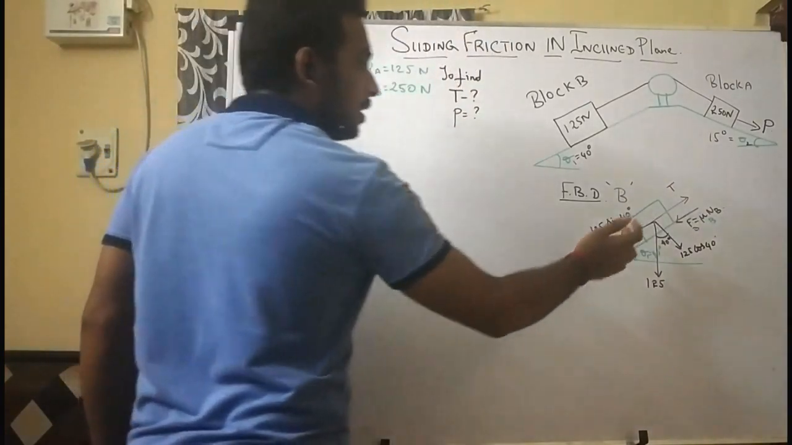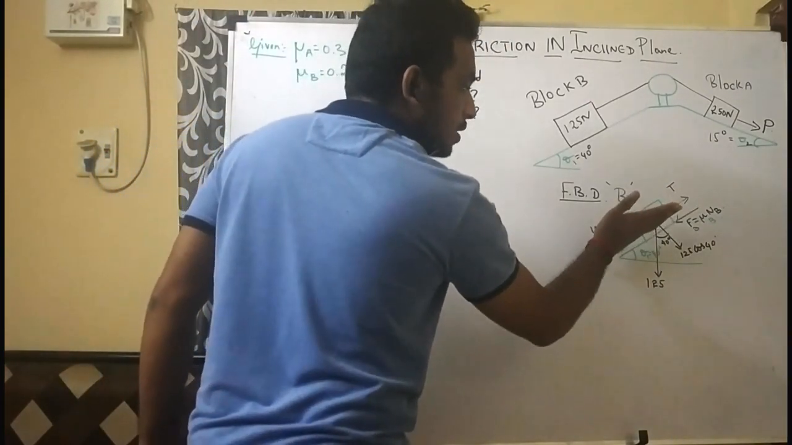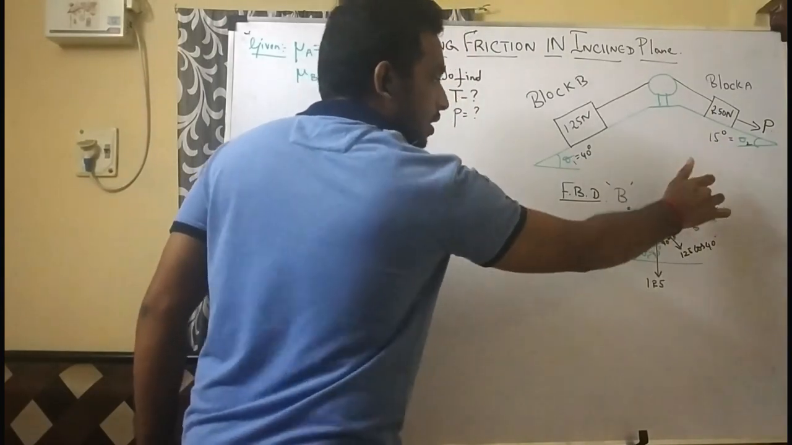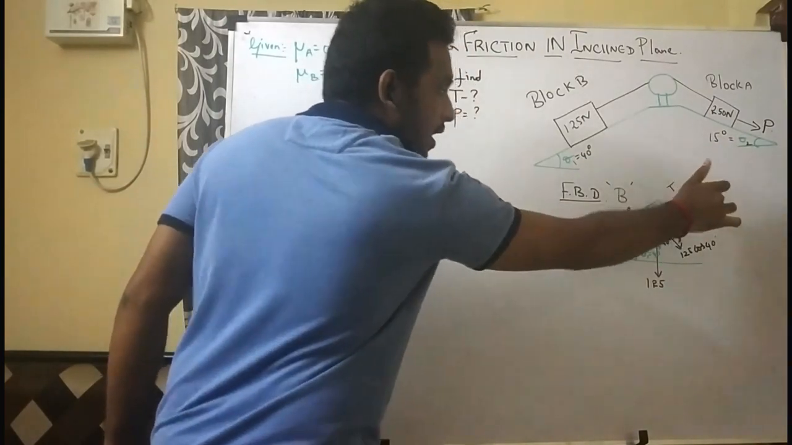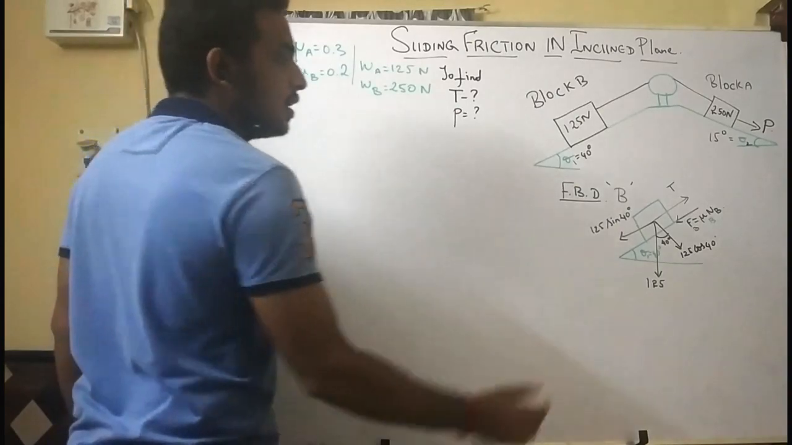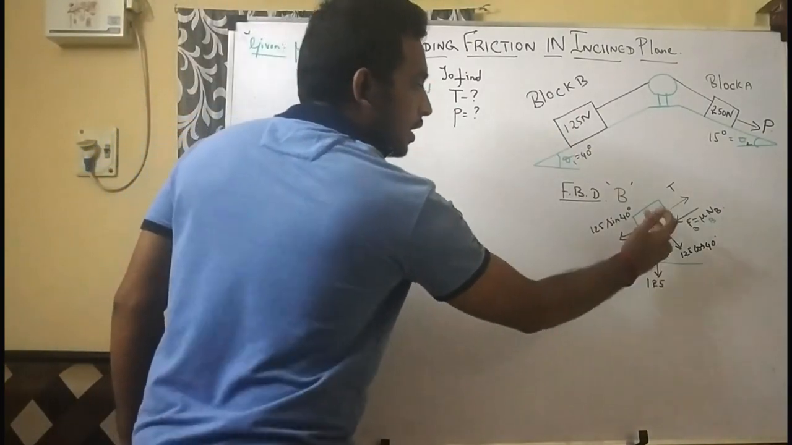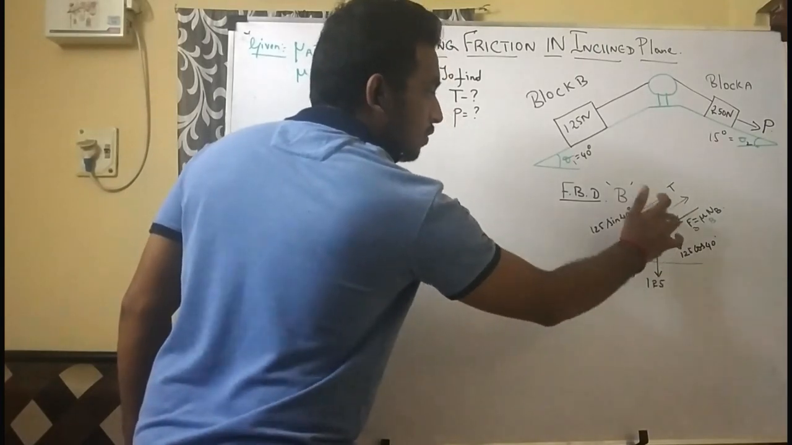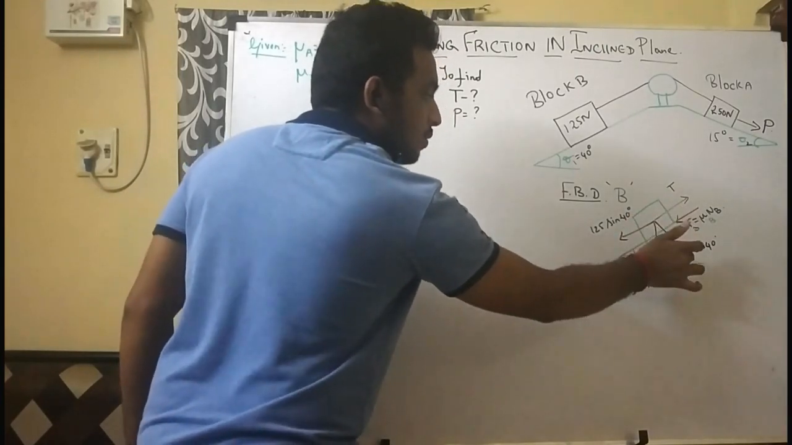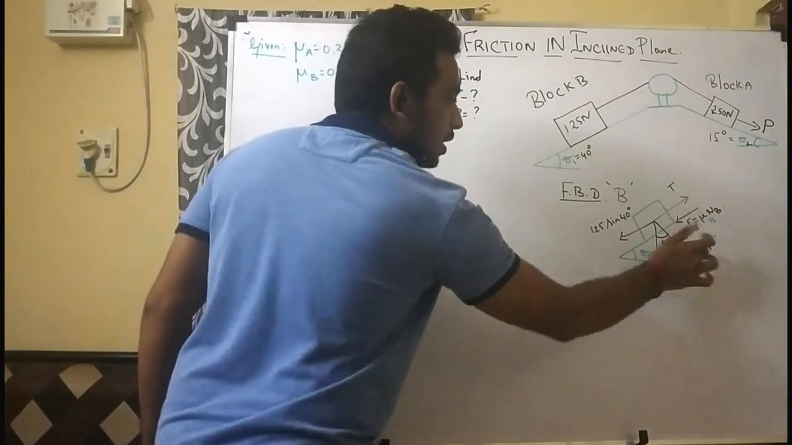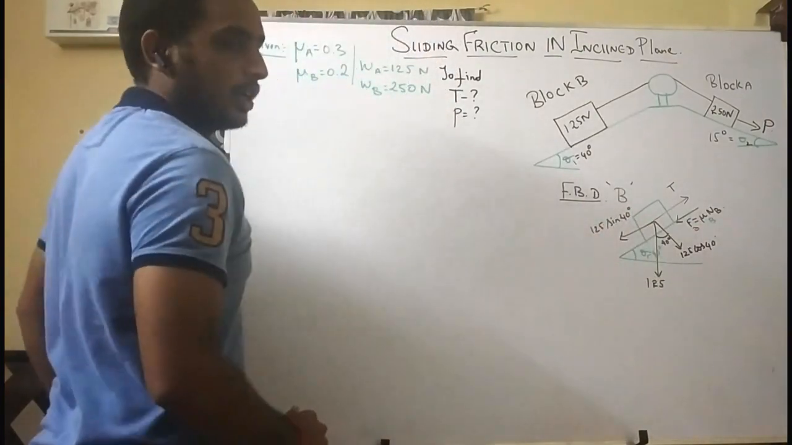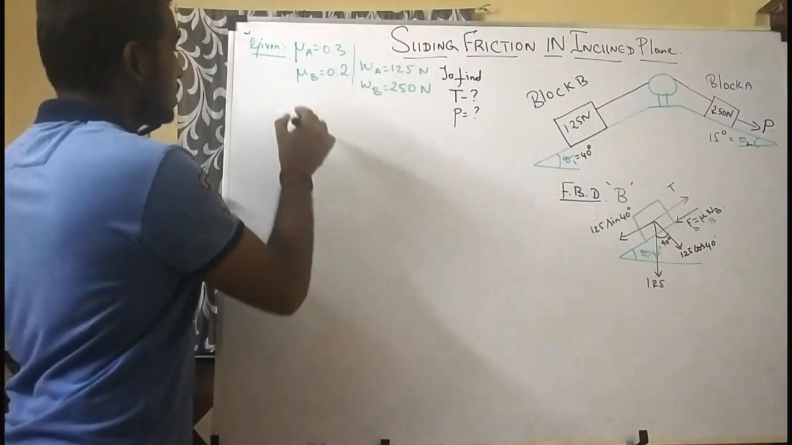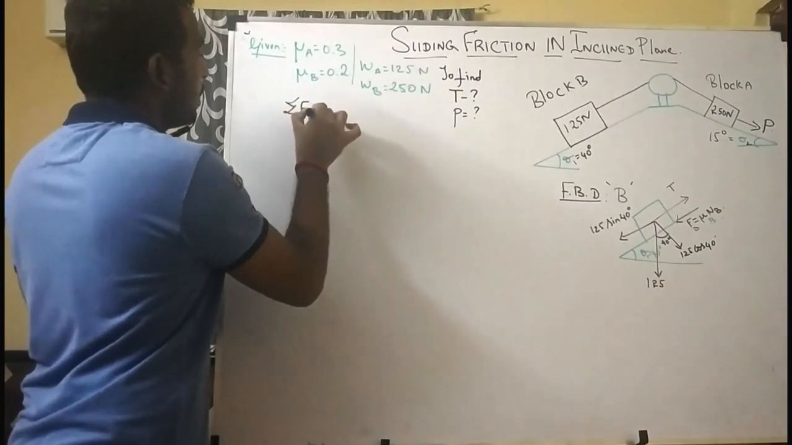When the tension acts such that the body moves in the upward direction, the friction force will act in the opposite direction, tangentially. They have given theta 1 equal to 40 degrees. Resolving the weight of the block, 125 Newton, we get 125 cos 40 degrees and 125 sin 40 degrees. So we resolve the forces perpendicular to the block.